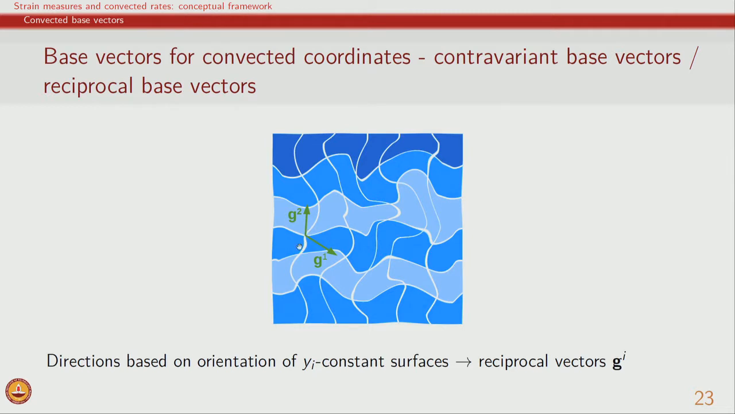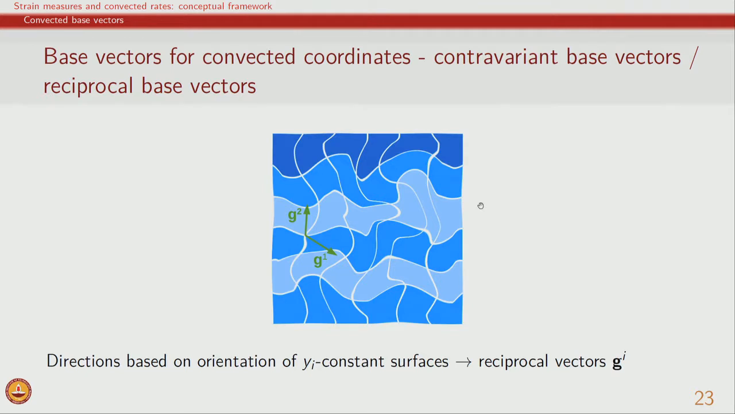So, at any particular point the direction of this surface is given by the normal, and therefore, these are called the reciprocal vectors. In this case also we can define two reciprocal vectors g1 and g2. g2 indicates the direction along which y2 constant surfaces, which are this, this and this, are located. And locally, here for example, this will be the direction in which g2 will be, while this will be the direction in which g1 is.